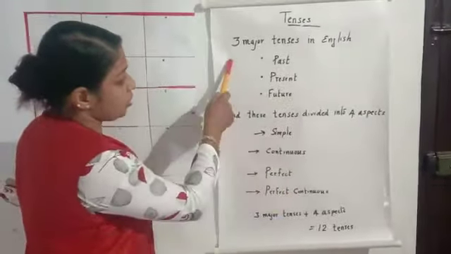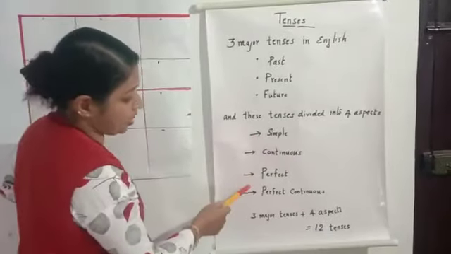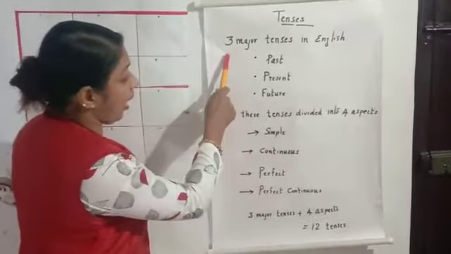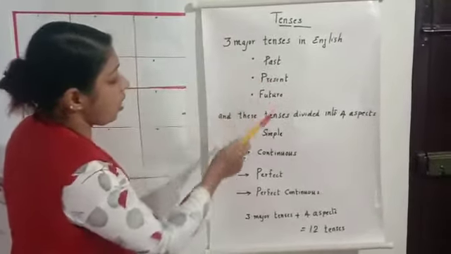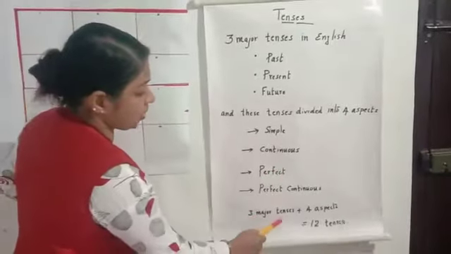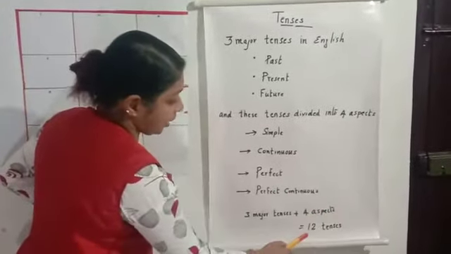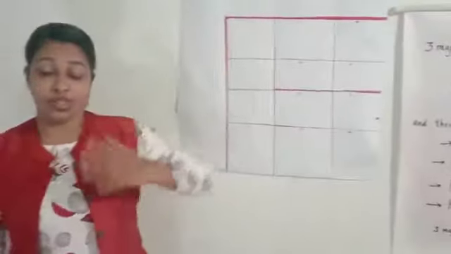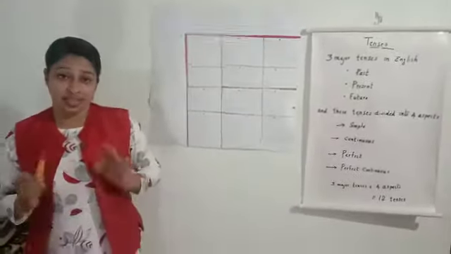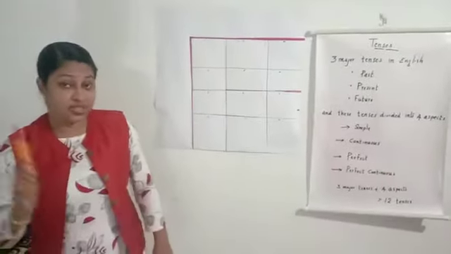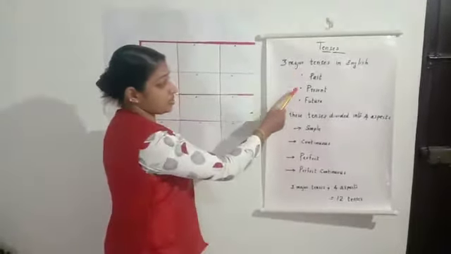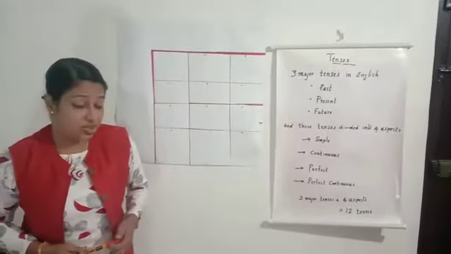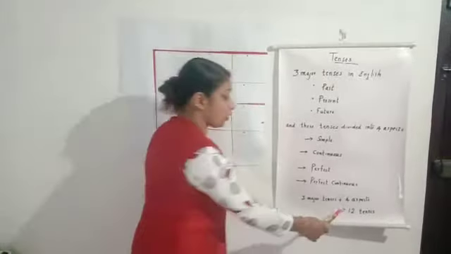Okay, three major tenses and four aspects. In total, together we are going to add these major tenses and the aspects. Three major tenses and four aspects equal 12 tenses. So the second answer is ready now. What was my first question? What are the three tenses in English? Past, present and future. So how many tenses are there in English? In total we have 12 tenses.